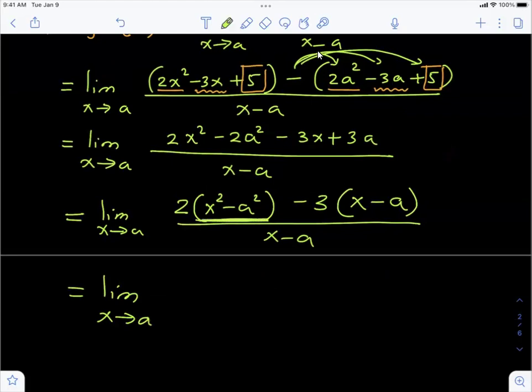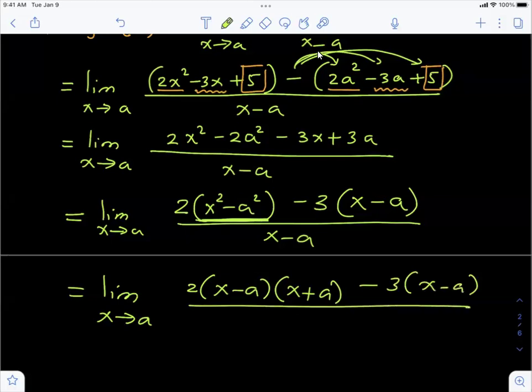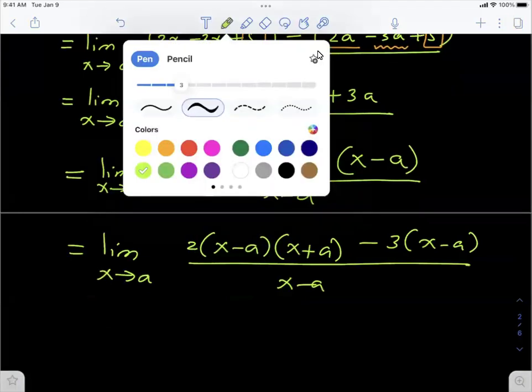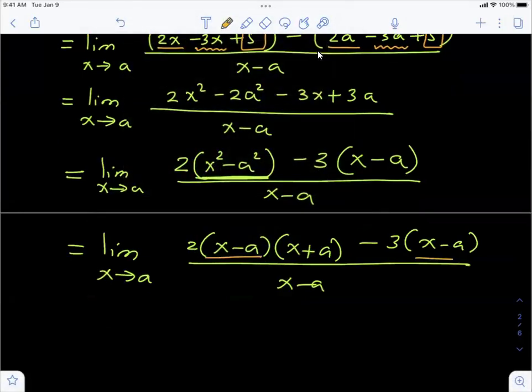This can be factored. It is the difference of two squares. So x minus a, x plus a, and then minus x minus a right here. Now, these two are going to be common factors. This one and that. Let's factor it out.